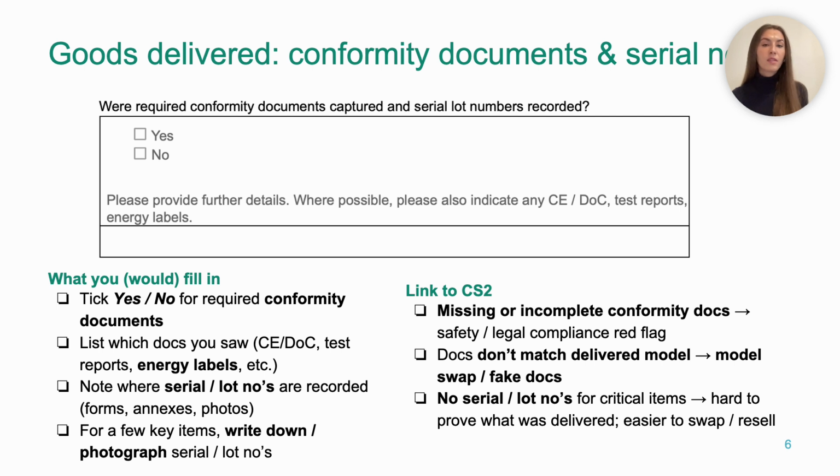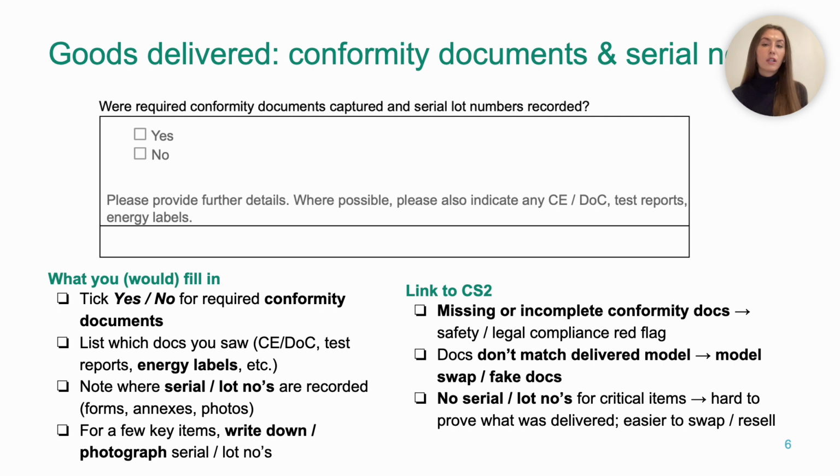But how do we interpret this for corruption risks? If conformity documents are missing or incomplete, that's a clear safety and compliance red flag. It may mean that the goods do not meet the required standards or even that the supplier is cutting corners. So this links back to corruption scheme 2 again, because poor quality or non-compliant goods were accepted as if they were fully compliant. Now, if the documents refer to a different model than the one actually delivered, that can also indicate a model swap or even fake documentation, again, a corruption scheme 2 issue.